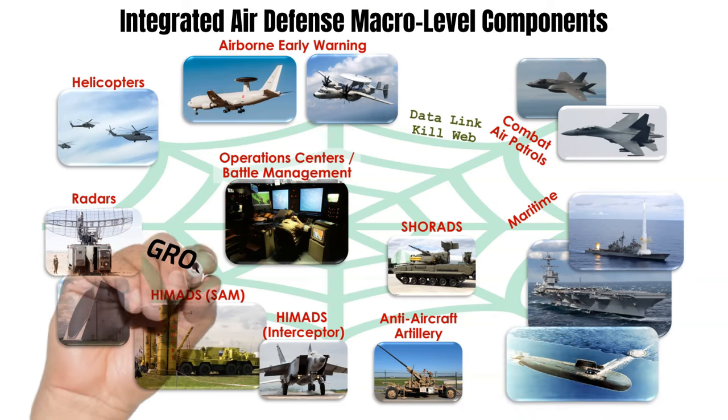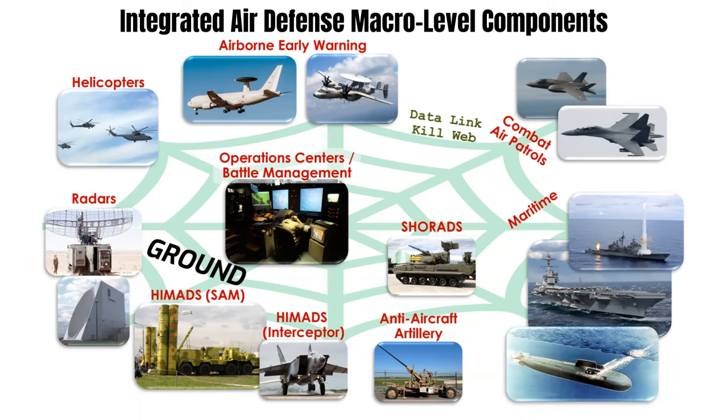Before you is a description of all things that comprise IADS. On the ground, there are radars. There are high to medium altitude air defense systems, HIMADS, which span the spectrum of surface-to-air missile platforms like the SA-17s, SA-20s, SA-21s, Patriots, THAAD, etc., and interceptor aircraft like the MiG-25 Foxbat.